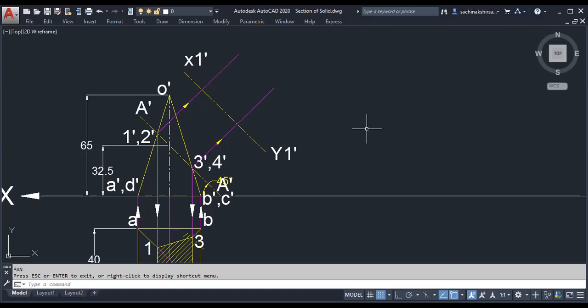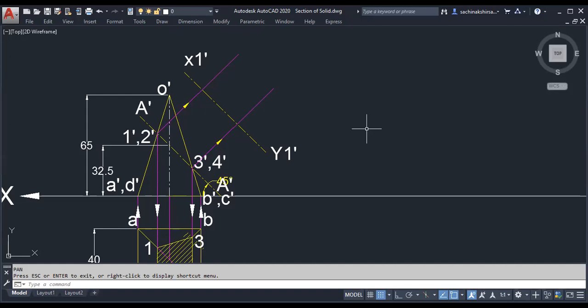Previous distances. Very good. Previous distances. And what was the sentence? Previous distances and previous reference line. Now which is our current reference line while marking the distances? Current reference line x1 y1.